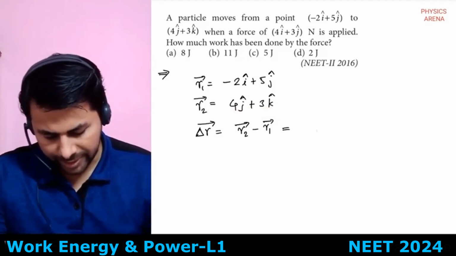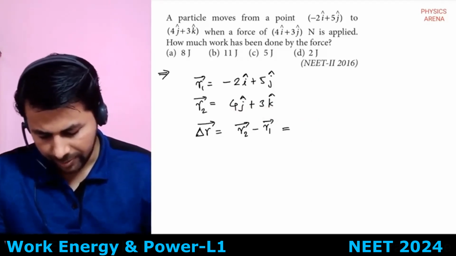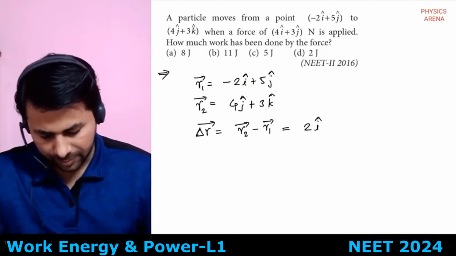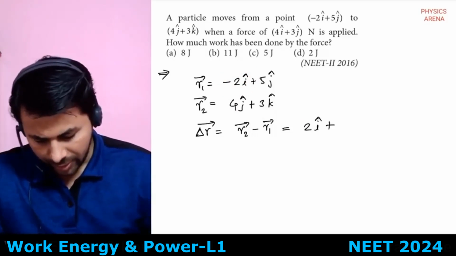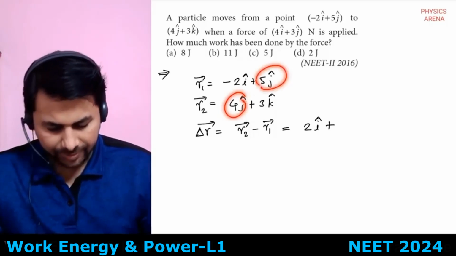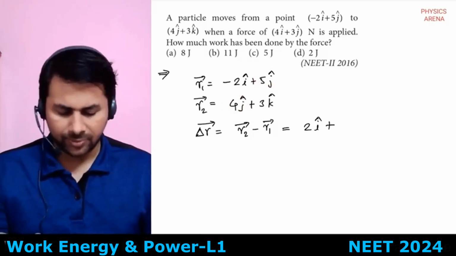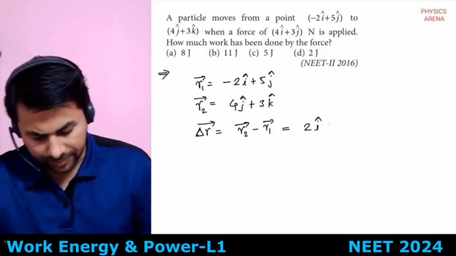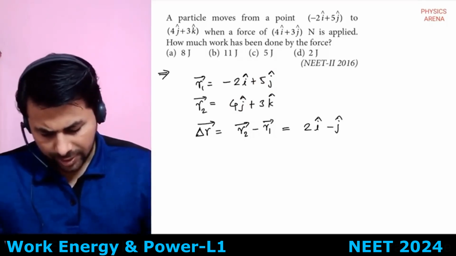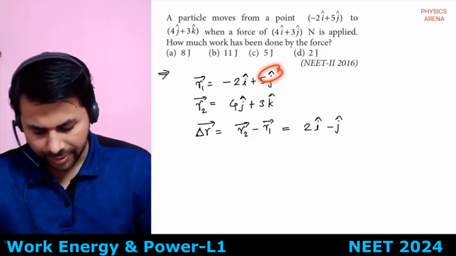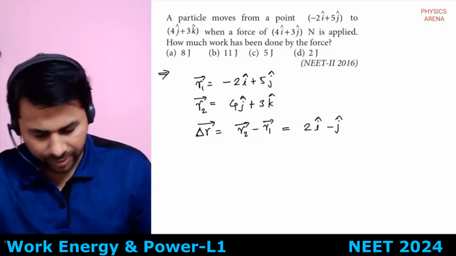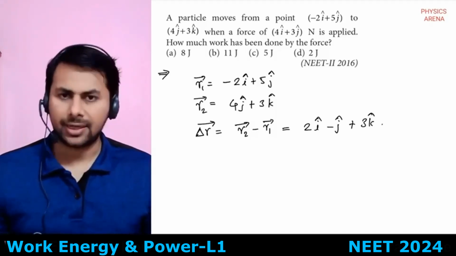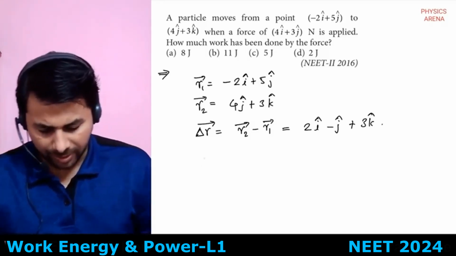There is no i here. So what will be its i component? It will be minus of minus 2i cap, that is 2i cap. Plus you have 4j cap minus 5j cap, so it will be minus j cap. Plus you don't have k here, so 3 minus 0, it is plus 3k cap. So we found delta r bar. Then we can find out work.